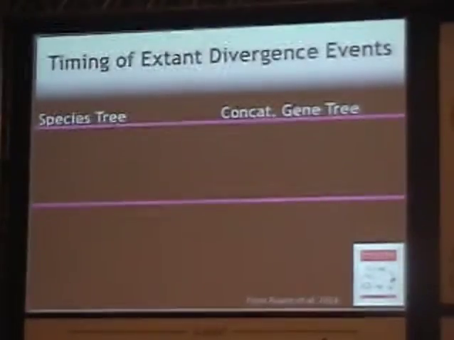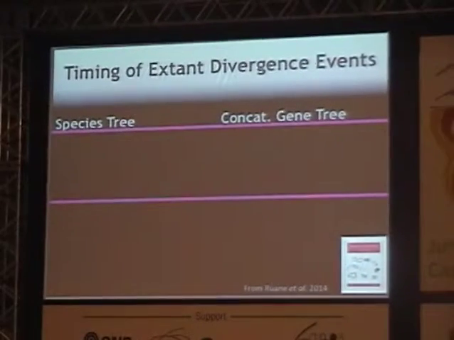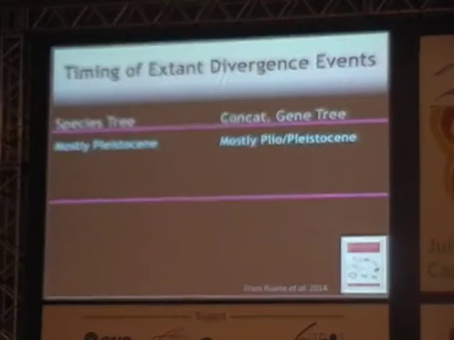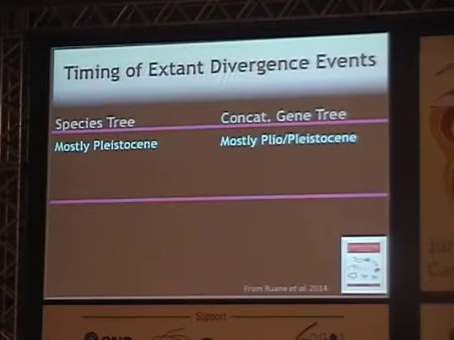And so if we take a look at how this breaks down, specifically for the timing of the extant divergence events, and compare the species tree to that concatenated gene tree, we see that when it's a species tree, we actually have mostly Pleistocene speciation events. And when we're using that concatenated gene tree in BEAST, we're getting some Pleistocene, but almost entirely Pliocene speciation events. It's much higher. So definitely a little bit older.